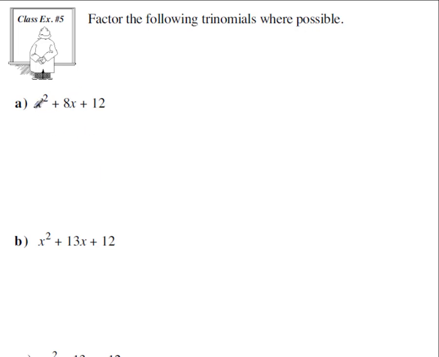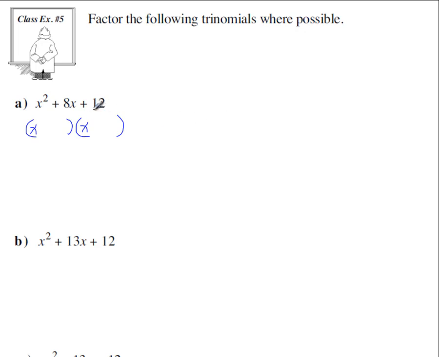Okay, so if you're factoring where the x squared coefficient is just 1, or in other words, there's no number in front of the x squared, then all we need to do is this: the trinomial factors into two brackets. First thing in each bracket is x. To find out what the number terms are in each bracket, you need to find two numbers that multiply to get your number term and add to get your x coefficient.